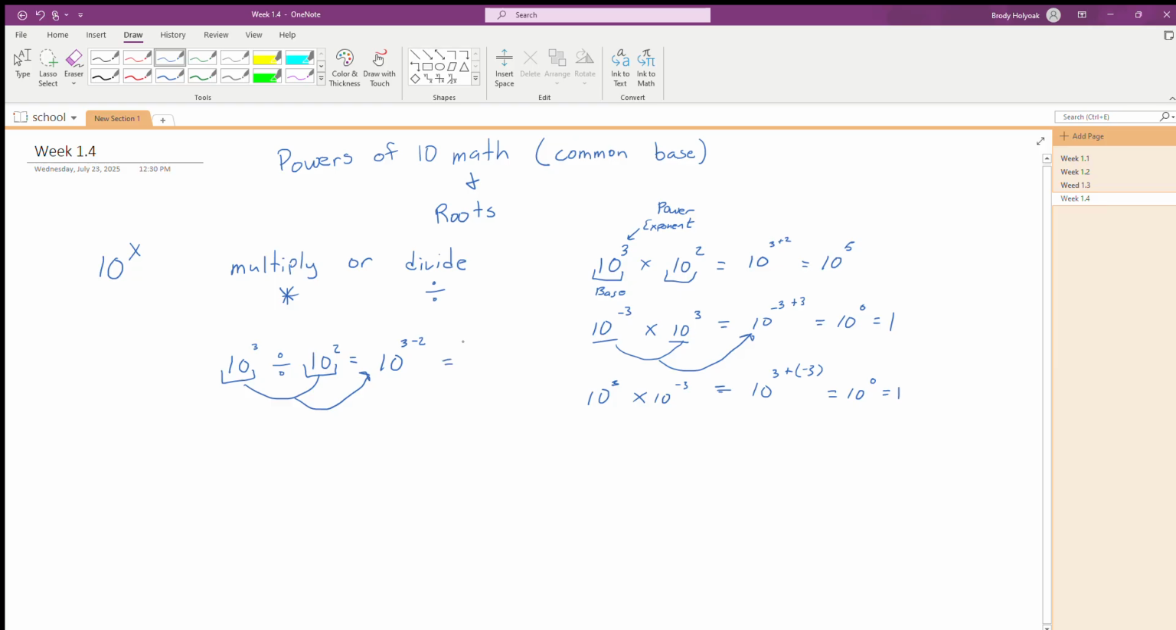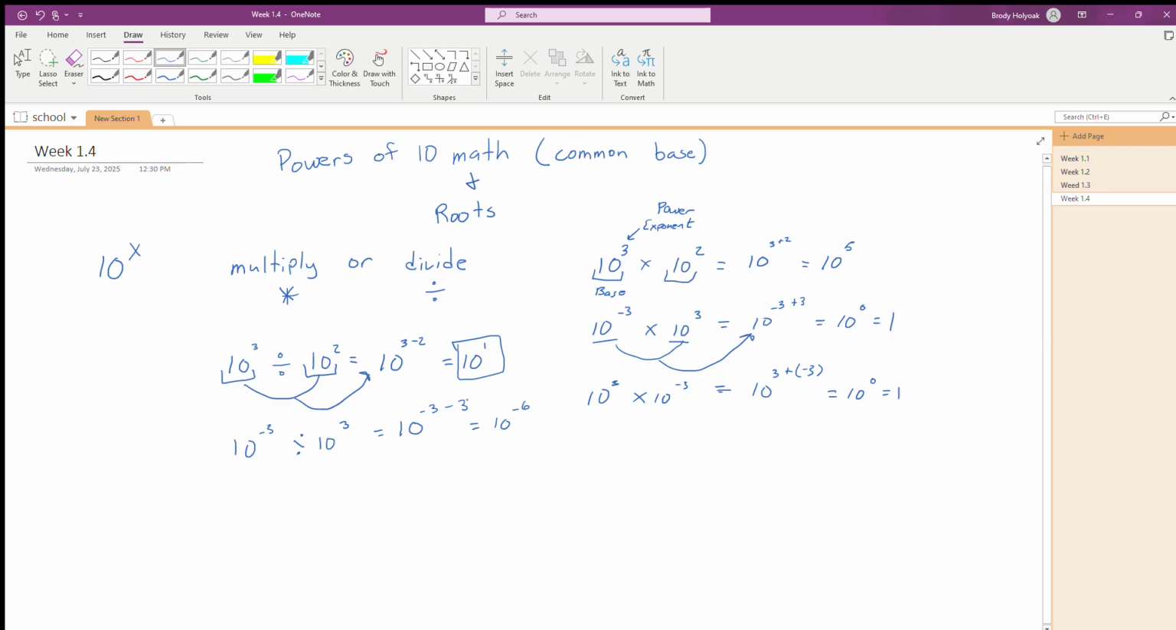So then what we end up with is 10 to the first, and that is our final answer. If we have 10 to the minus third divided by 10 to the third, so kind of keeping with our numbers over here, that 10 is going to stay, and I'm going to have a minus 3 because I'm dividing this second part. So that's actually going to give me 10 to the minus 6.